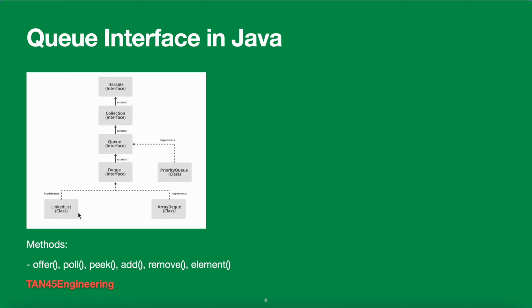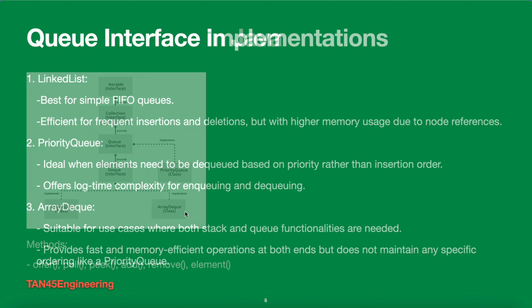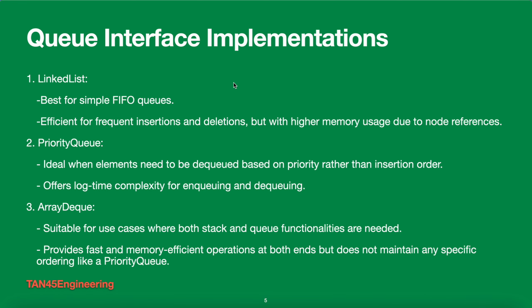In part 2 we saw how to implement a custom linked list queue. In part 3 we saw how to implement a custom priority queue, and in this one we are going to see how to make a custom ArrayDeque queue. So the Queue interface is implemented by, as we saw, LinkedList, PriorityQueue, and ArrayDeque. LinkedList and PriorityQueue we have covered.